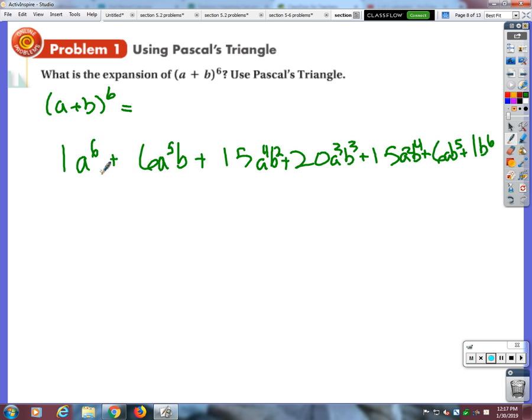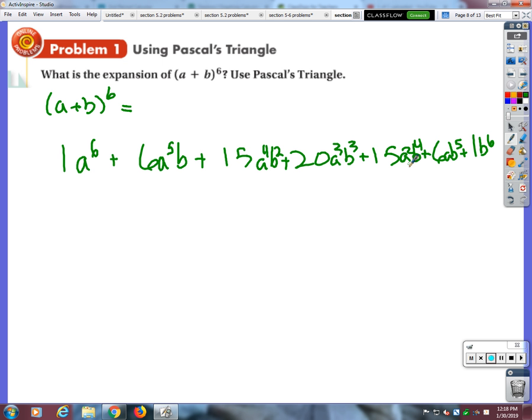So these exponents are going down. This was a to the 6th, a to the 5th, a to the 4th, a to the 3rd, a squared, and then a. These exponents are going up: b squared, b cubed, b to the 4th, b to the 6th. Okay? So that's just a really quick way that you can do those types of things.